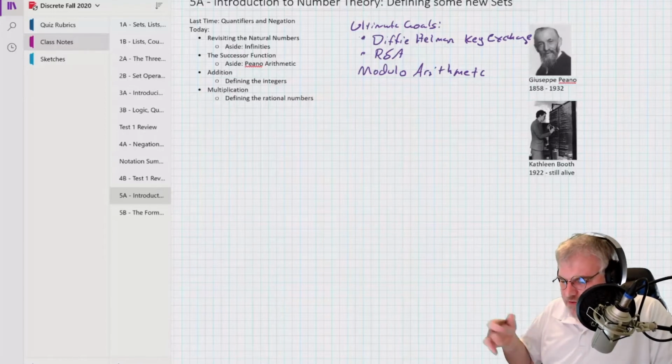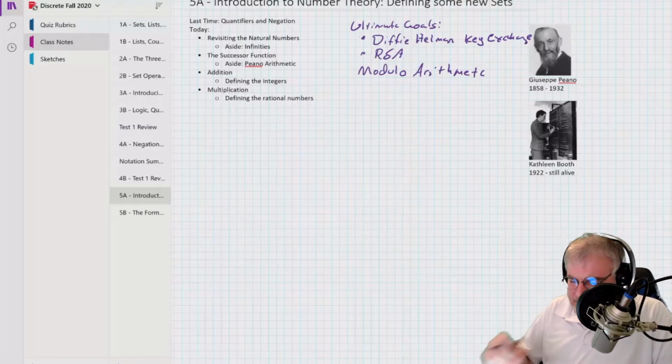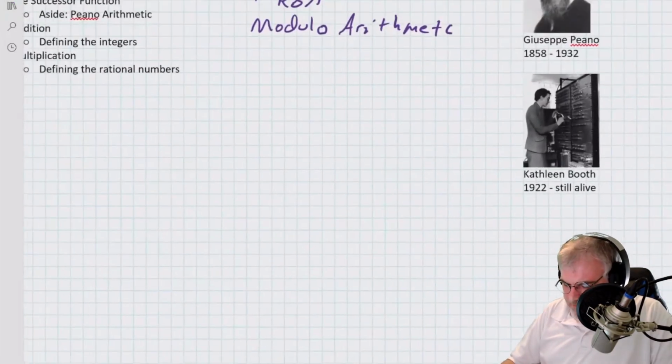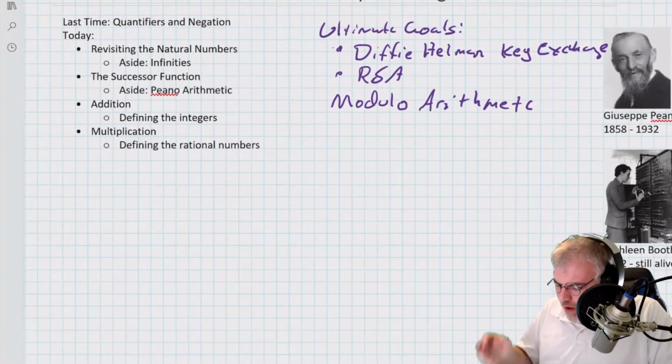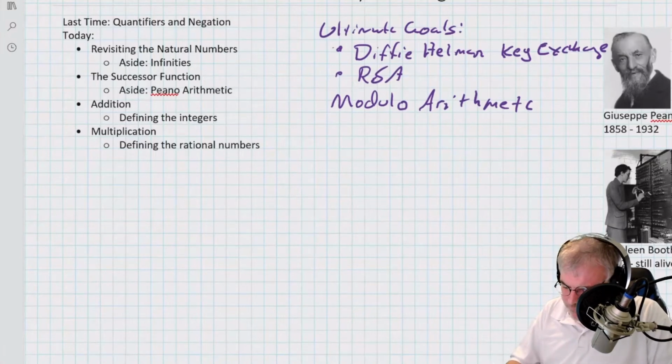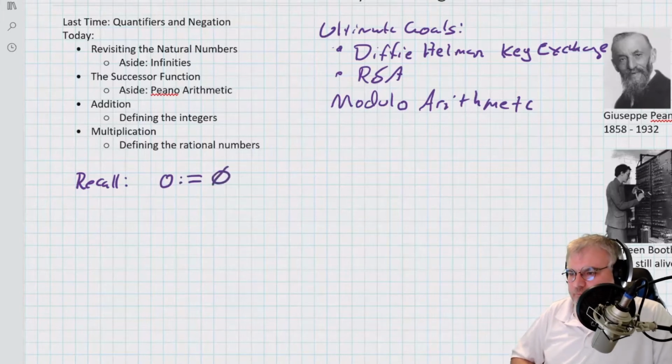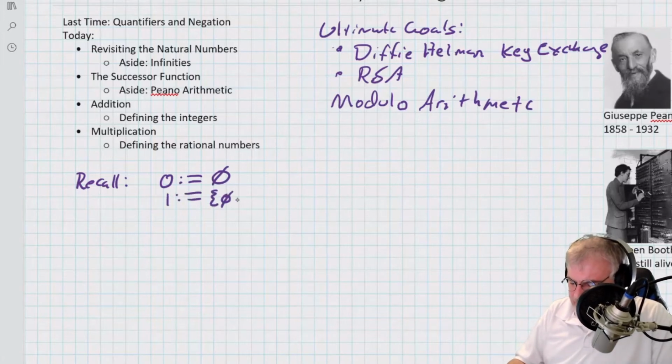So arithmetic are things like adding and subtracting numbers. So let's look at this. How does the computer deal with numbers? Okay. So recall the natural numbers. 0 is a natural number. So 0 is defined as the empty set. 1 is defined as the set containing the empty set.